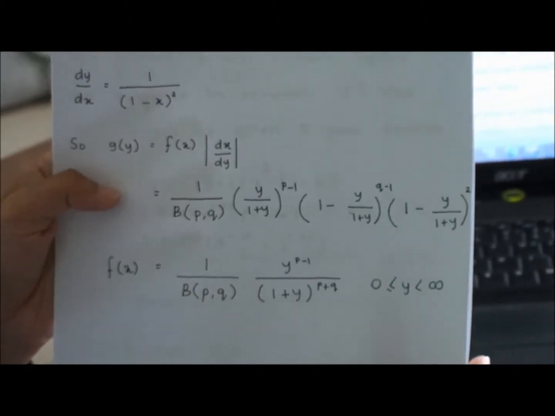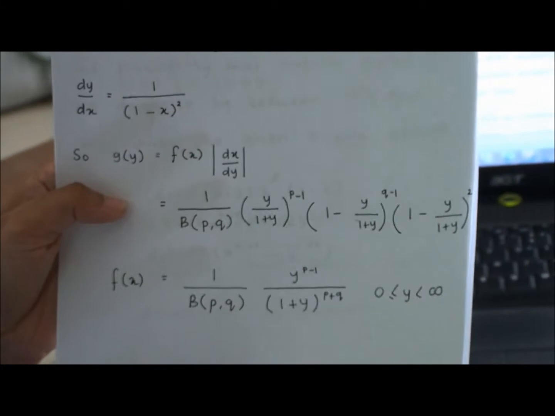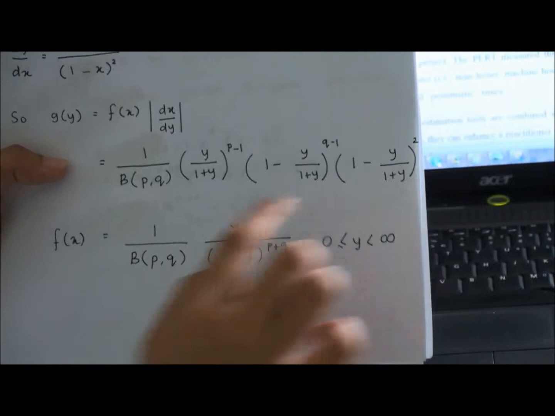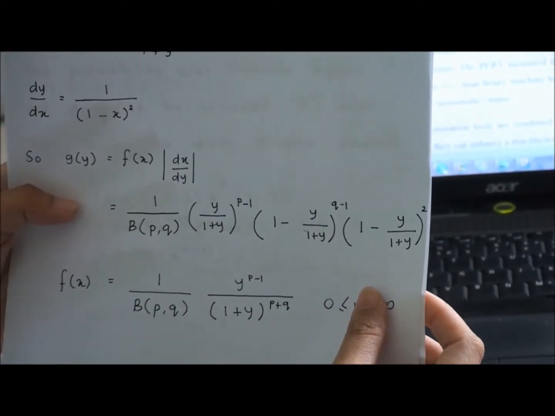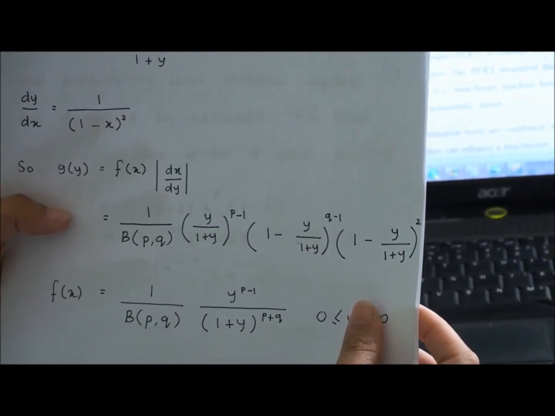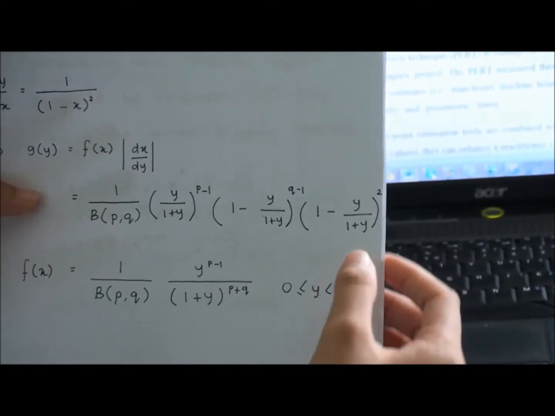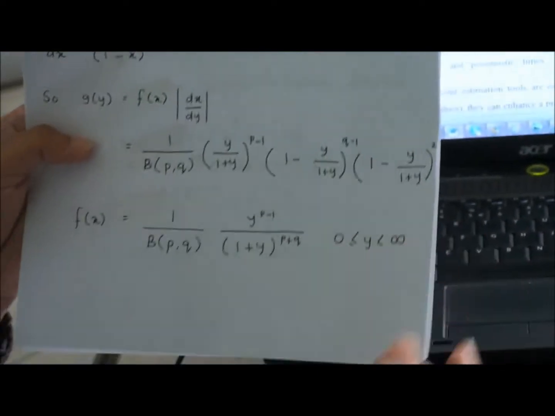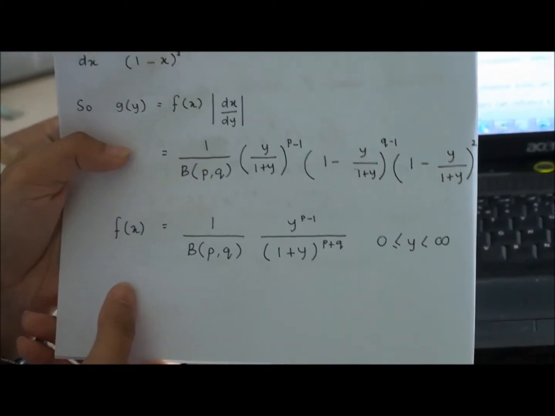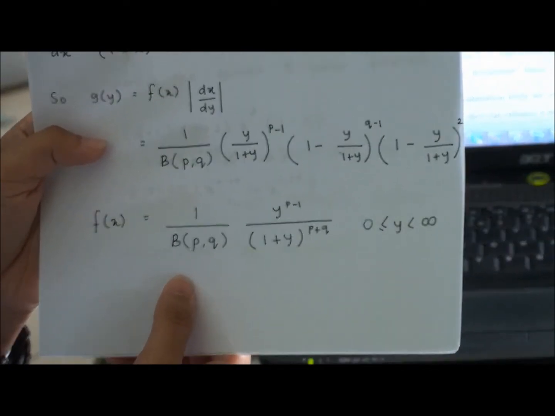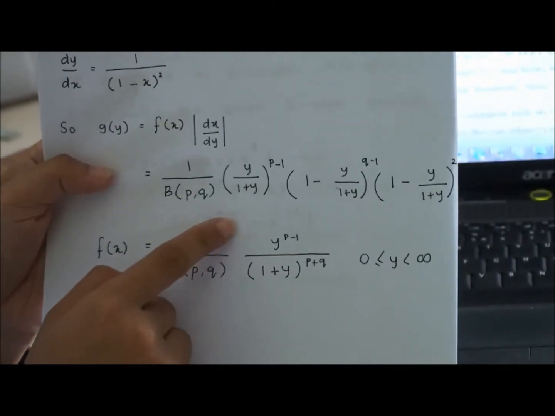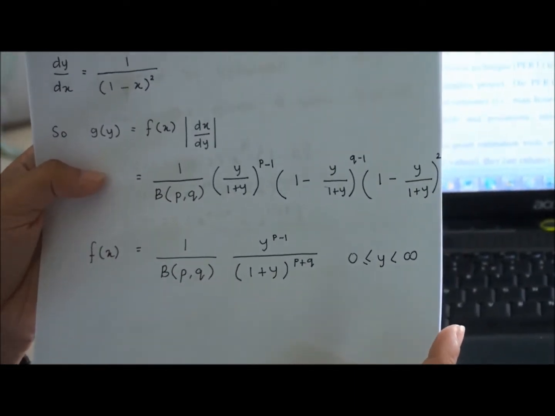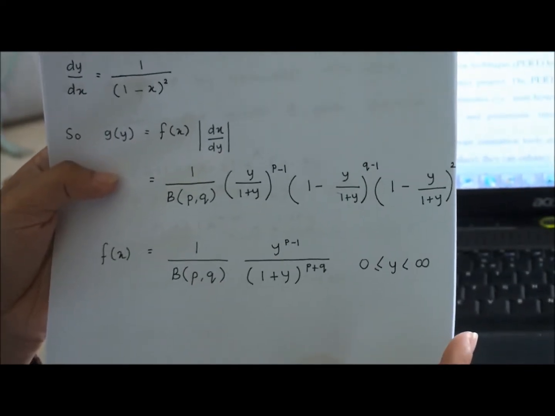So, g(y) will equal f(x) times the modulus of dx over dy. And that will equal 1 over B(p, q) times (y over 1 plus y) to the power of p minus 1 times (1 minus y over 1 plus y) to the power of q minus 1 times (1 minus y over 1 plus y) to the power of 2. The answer will be f(x) equals 1 over B(p, q) times y to the power of p minus 1 over (1 plus y) to the power of p plus q, with the limit 0 to infinity.